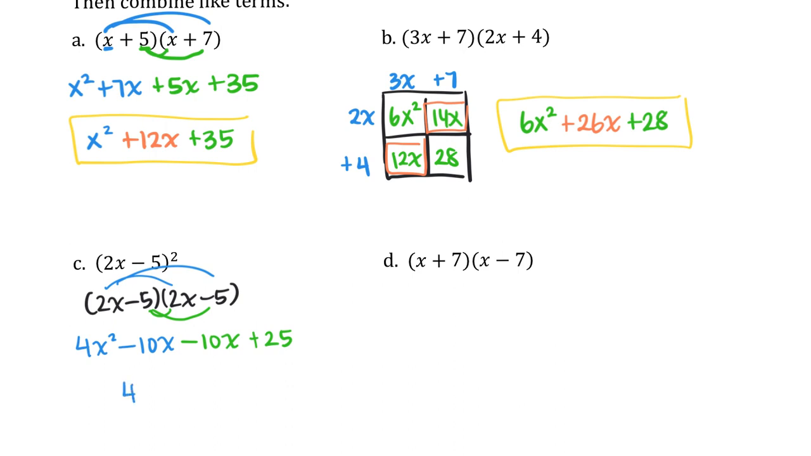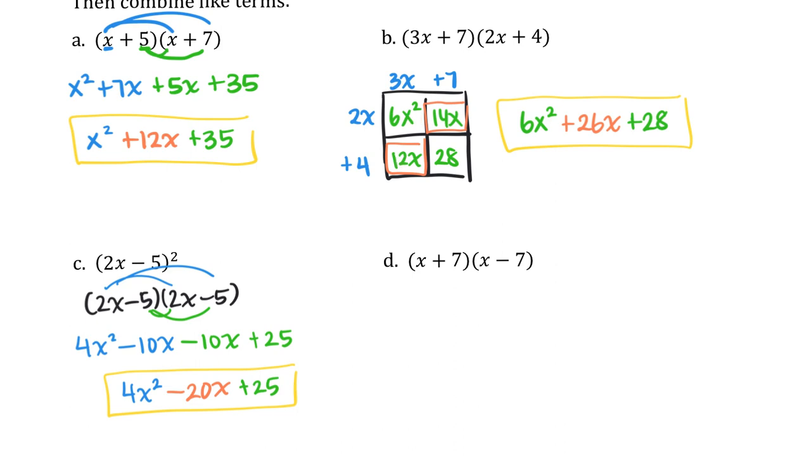Okay, 4x to the second, minus 10x minus 10x is actually minus 20x, and then plus 25. Okay, box method, you should get the same answer. And again, you have the same 4 things, 1, 2, 3, 4, but they're in your boxes instead of in a row.